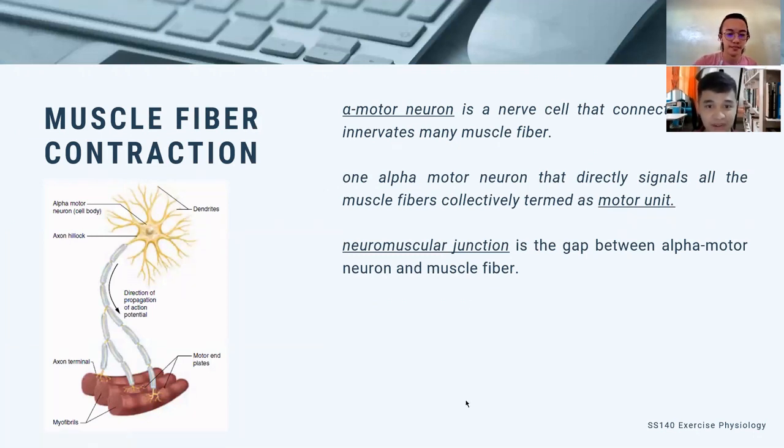Muscle fiber contraction. It is an alpha motor neuron. It's a nerve cell that connects with and innervates muscle fiber. The picture on the left is called a motor unit, which is composed of a single alpha motor neuron and a muscle fiber. In between the motor unit is the neuromuscular junction, where the nervous and muscular system communicates. So, if the alpha motor neuron is activated, muscle fibers will contract.